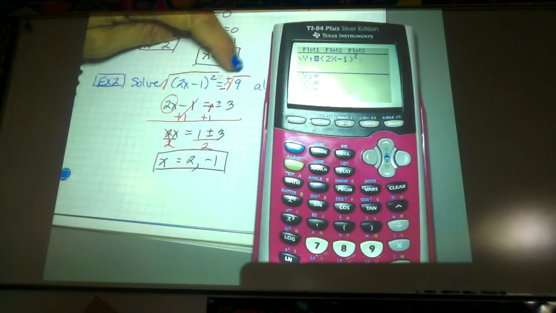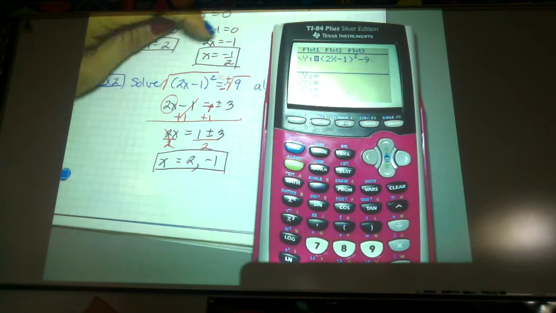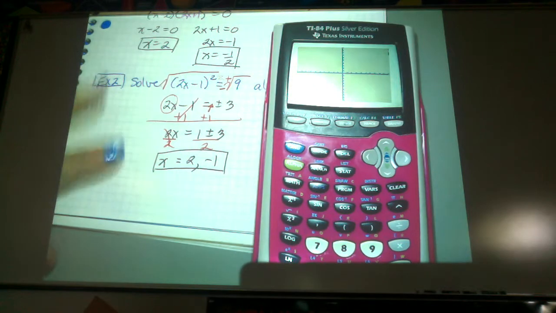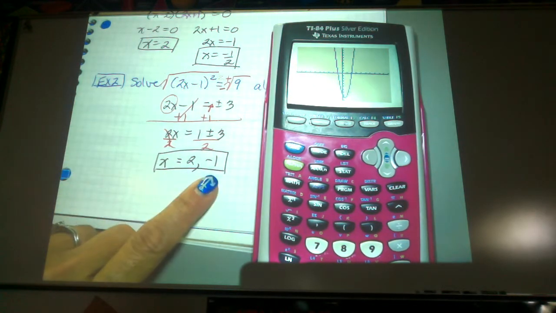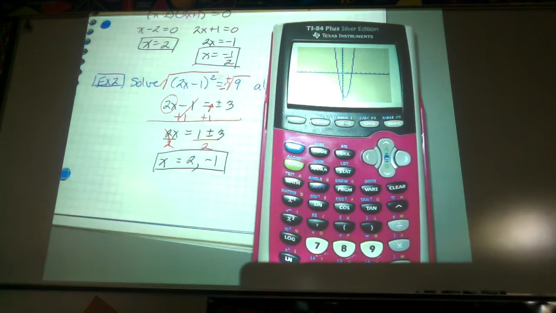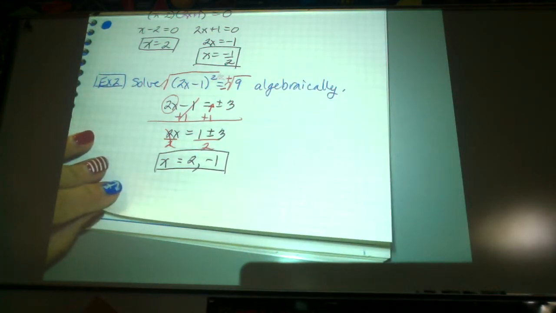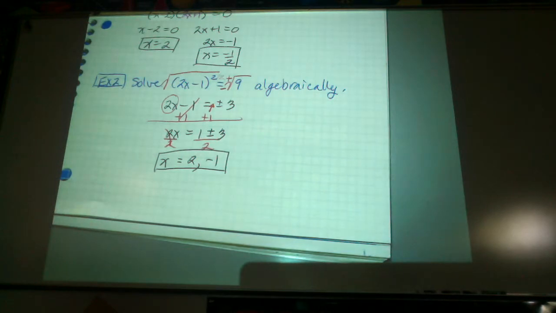Then if I wanted 0 over here, what would I do? Subtract the 9. Outside of the parentheses, just do minus 9. That's the same thing, isn't it? So now hit your graph. Does it cross the x-axis at 2 and negative 1? Yeah, close enough, right? So I'm pretty assured that my answer is correct. Even though I said algebraically, you're still going to have your calculator available. You can check it graphically. Questions on that? All right, so let's move on to example 3.